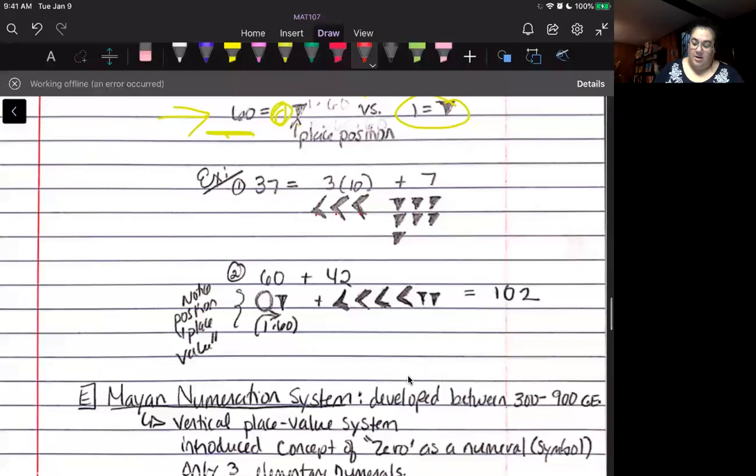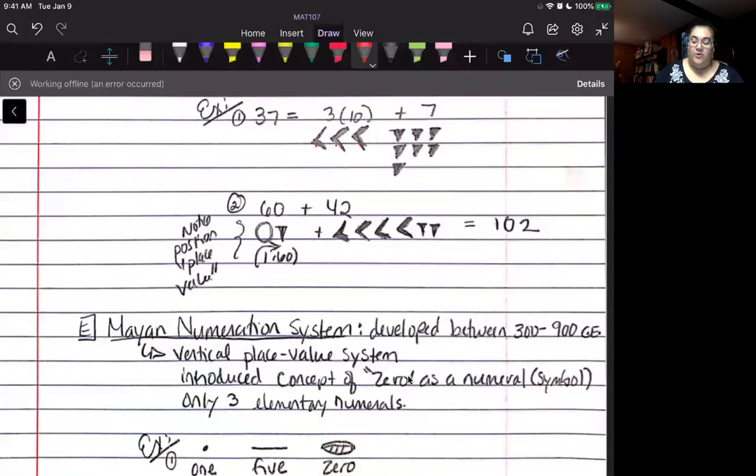So here, in order to write 60 plus 42, you'll notice that we have the empty space here, meaning that this 1 no longer represents 1, it represents 60. Then we have the 40 and 2. And now I know that I'm doing 60 plus 42, which gives me the answer of 102.